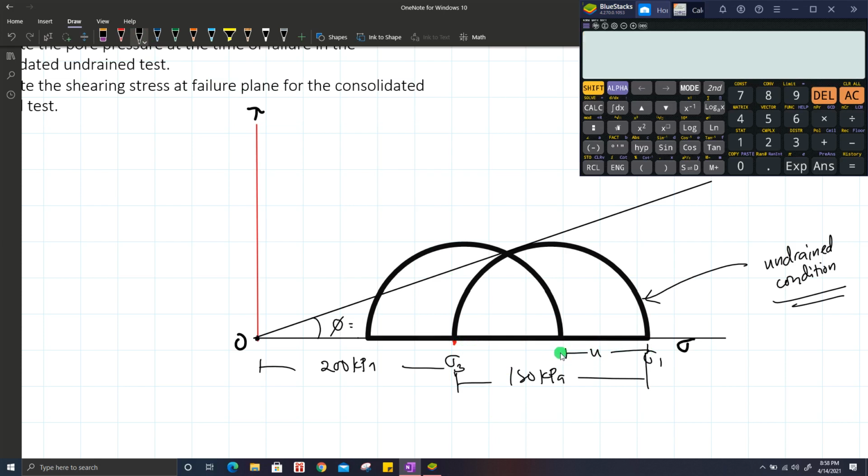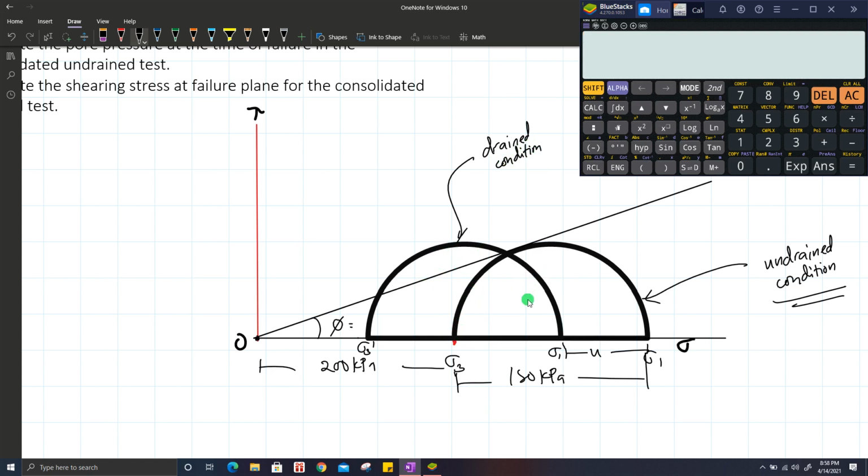So ngayon may isa pa siyang value, si sigma 1 prime. Ito naman sigma 3 prime, para ma-differentiate lang natin ito yung value sa major and minor principal stress para sa drained condition. Itong circle na to, para sa drained condition siya. So mas less ang kanyang normal stress. But same lang ang radius niya or yung kanyang maximum shearing stress. So ganun.